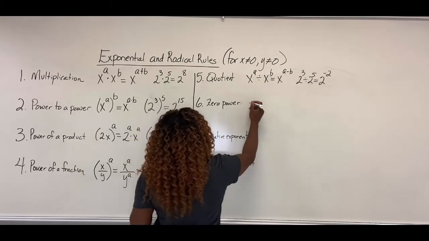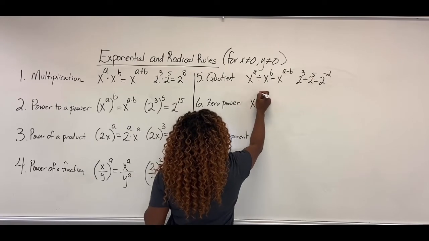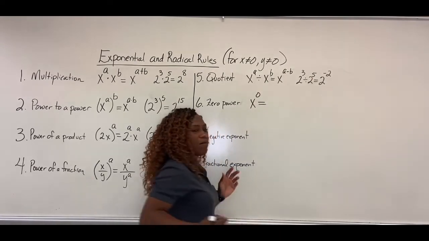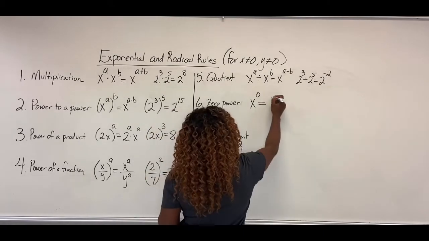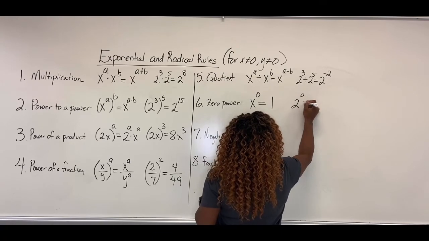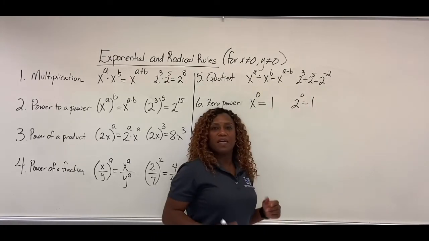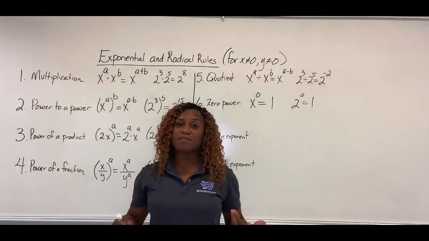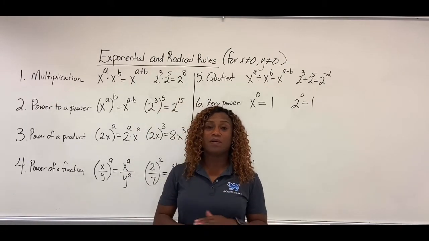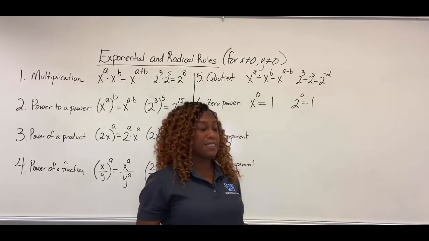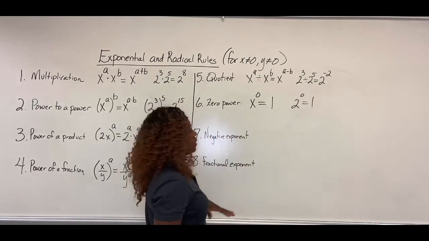Zero power tells us that any base raised to the 0 power is always, always, always equal to 1. For example, 2 to the 0 power is equal to 1. 5 to the 0 power is equal to 1. 5,000 to the 0 power is equal to 1. 1,000,000 to the 0 power will always be 1. So any base that's raised to the 0 power stays 1.